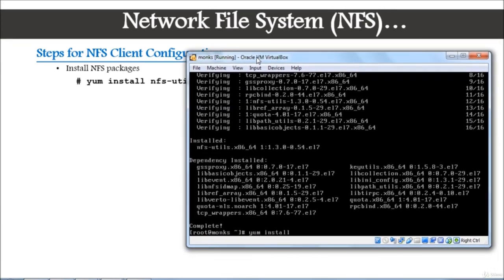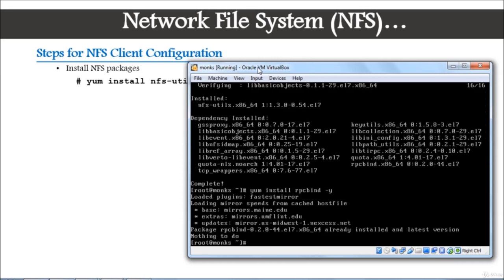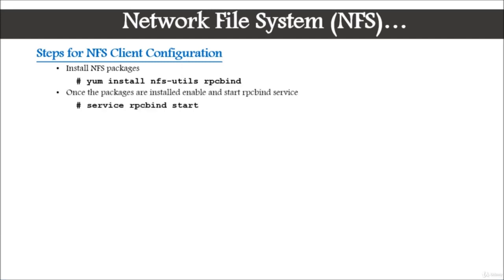Yum install rpcbind, one word. And this time do the -y option. Okay, it says it's already installed. Perfect. So we don't need any more packages. So now what next? We have to start that rpcbind service.